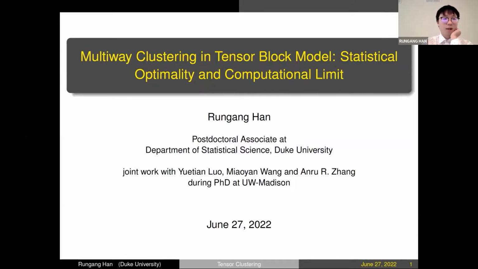And today I'd like to discuss the multi-way clustering problem in tensor block model. This is a joint work with Dr. Yuetian Luo, Dr. Miaoyan Wang, and Dr. Andrew Zhang, when I was a PhD student at the University of Wisconsin-Madison.